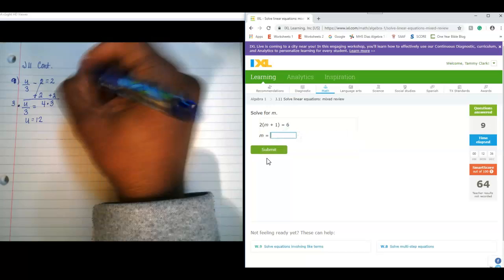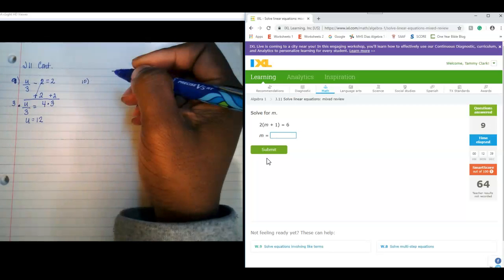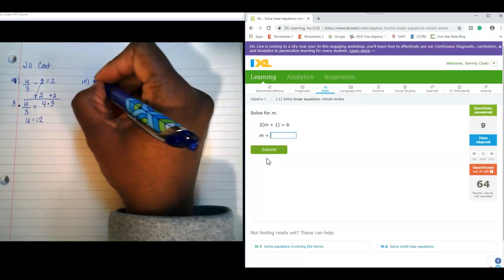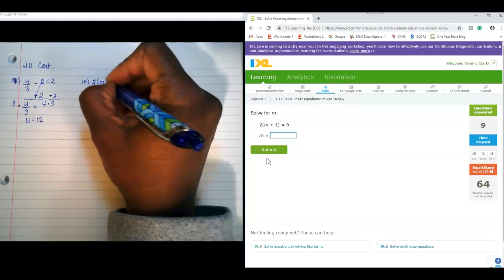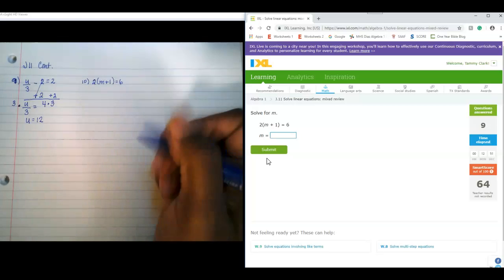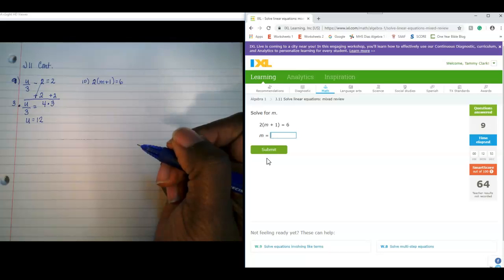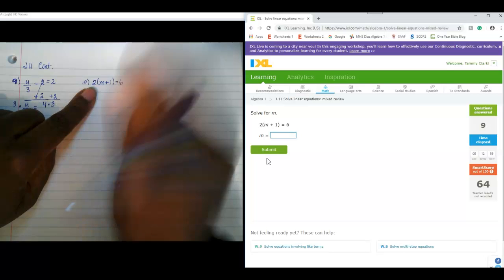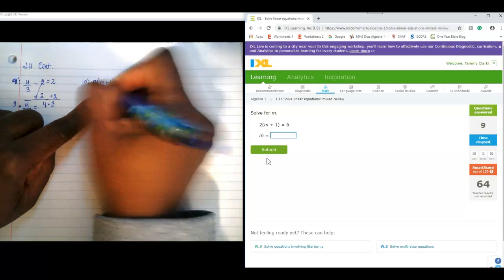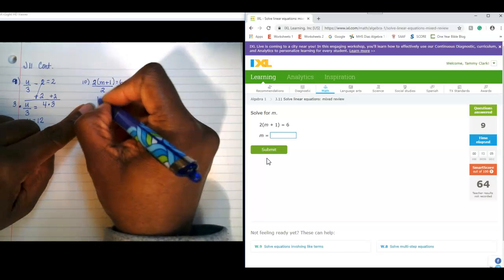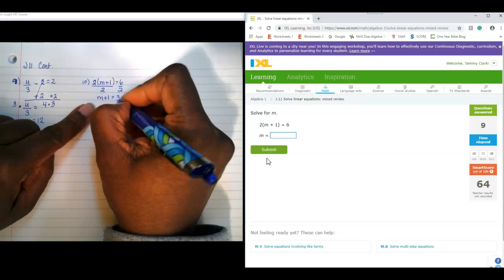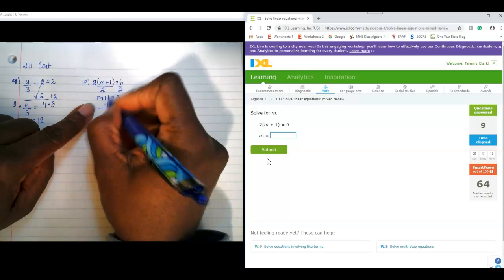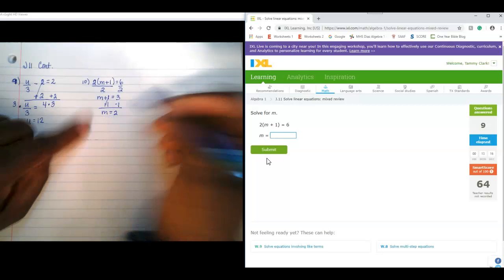All right, let's go ahead and look at number 10, I think it is. Whatever. So we've got solve for m. So we've got 2 multiplied by the quantity of m plus 1 equals 6. Now, you can do this one of two ways. Because 2 is a factor of 6, I could simply divide both sides by 2. That would give me m plus 1 is equal to 3. And then I could subtract 1 from both sides of the equation. M would equal 2. That's one way to do it.